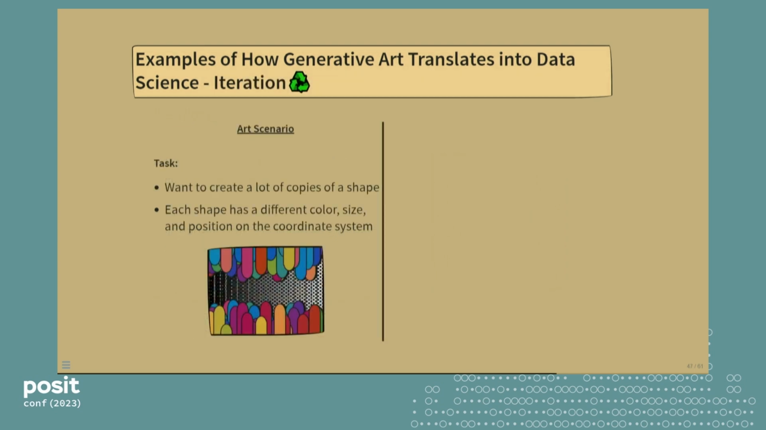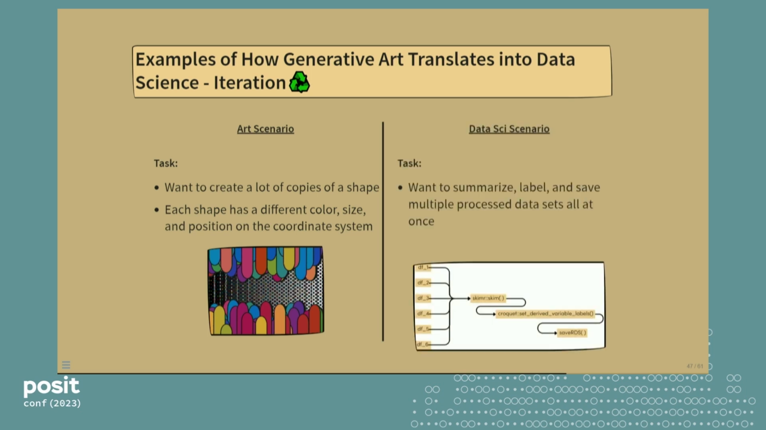While on maternity leave, I had a task where I wanted to create lots of copies of a shape. But I wanted each shape to have a different color, a different size, and a different position on the coordinate system. Then, back at work, I wanted to summarize, label, and save multiple process data sets all at once. These scenarios look a little different, but these are actually both just problems of iteration.